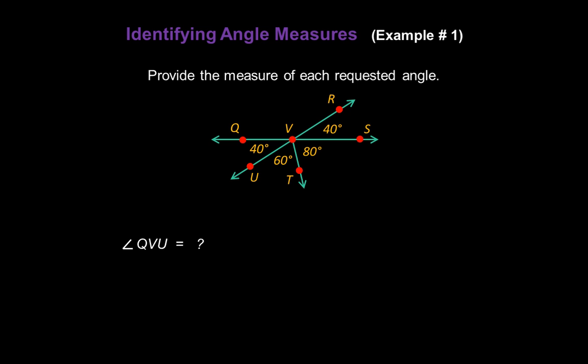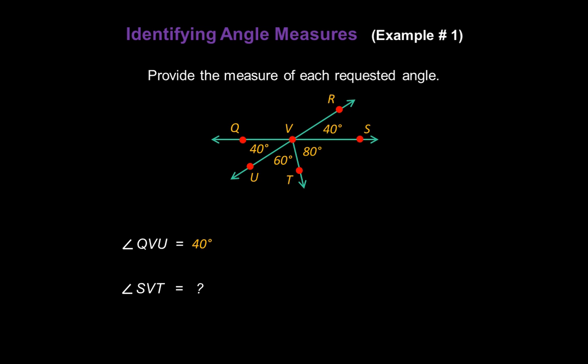Provide the measure of each requested angle, and the first angle we're looking for is angle QVU. Let's identify the points Q, V, and U on our diagram. They're located right there, and they happen to surround a measure of 40 degrees. So the measure of angle QVU is 40 degrees.